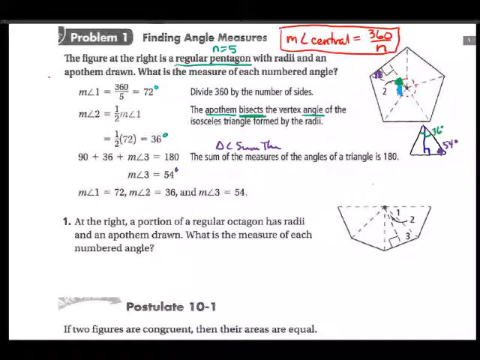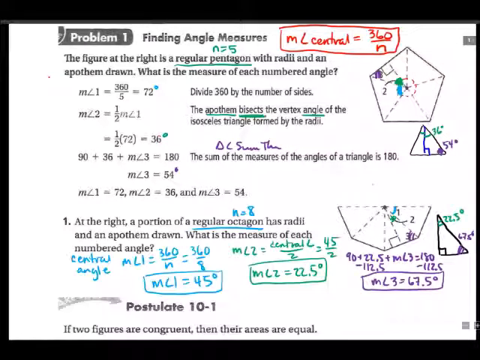So that's pretty easy. It's your turn. Go ahead and do the first problem. That was an easy problem.